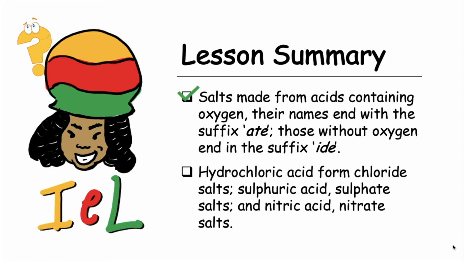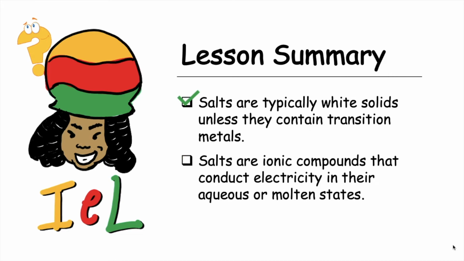Salts made from acids containing oxygen end with the suffix -ate. Those without oxygen end in the suffix -ide. Hydrochloric acid forms chloride salts, sulfuric acid sulfate salts, nitric acid nitrate salts, phosphoric acid phosphate salts. Salts are typically white solids unless they contain transition metals. Salts are ionic compounds that conduct electricity in their aqueous or molten states.